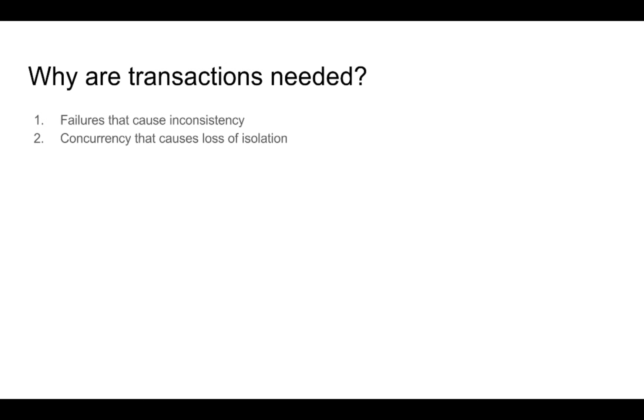So, we're going to look at two specific use cases to understand why transactions are needed. We're going to look at failures in the system that can cause inconsistency in our database, and we're also going to look at concurrency and how concurrency can cause a loss of isolation. Don't worry about what these mean because we'll be understanding that via examples over the course of this module.